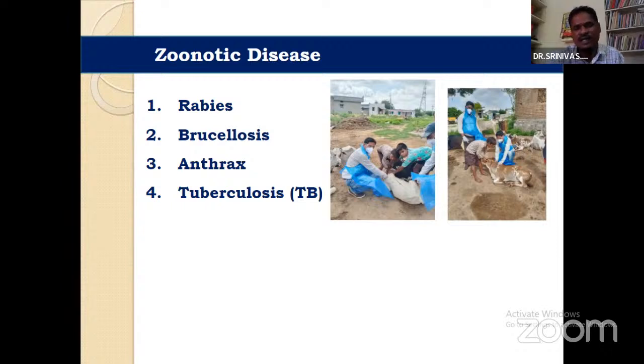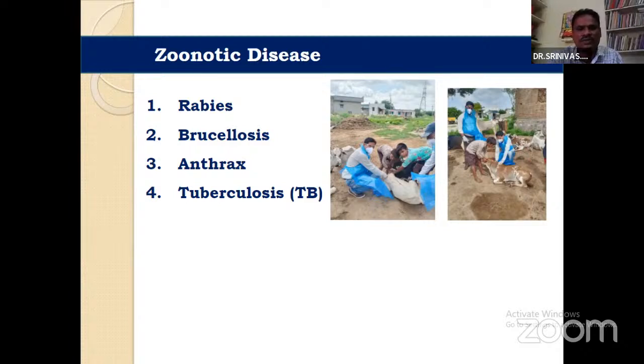Commonly we see rabies, brucellosis, anthrax, tuberculosis. These are the common zoonotic diseases we see. These diseases can be transmitted from animals to humans also. First of all, rabies. As you have heard the word rabies, you will get the dog in mind. That's by a dog bite.